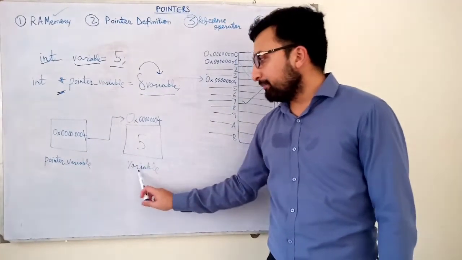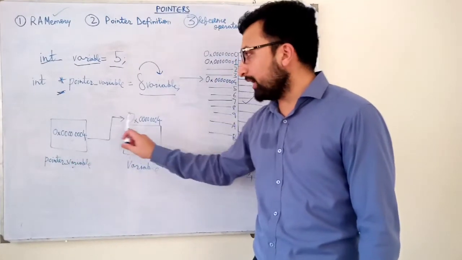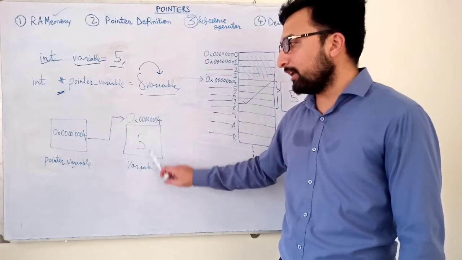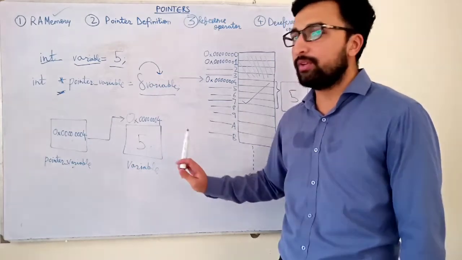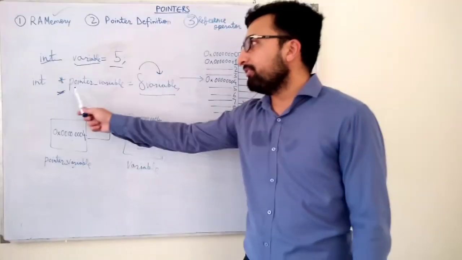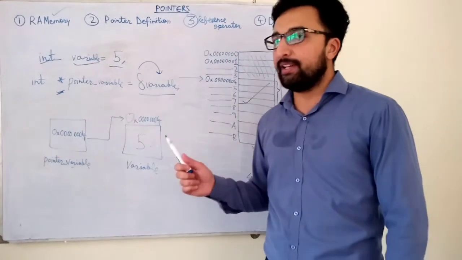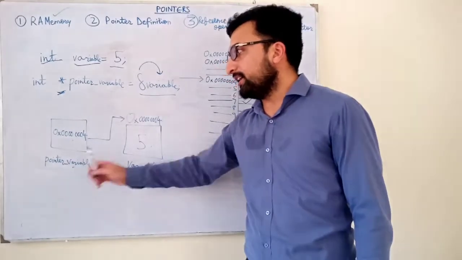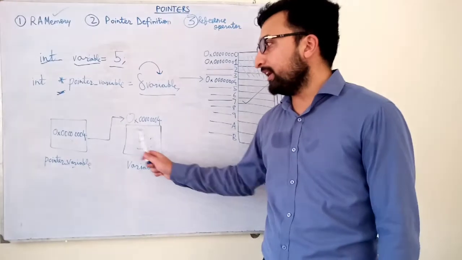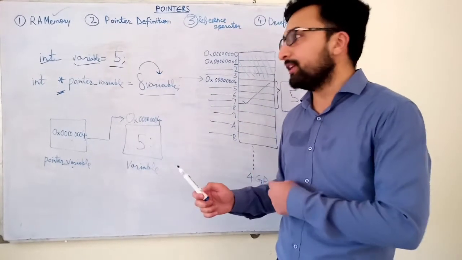Now a variable holds a value, and the pointer variable holds the address of some other variable. This was the address of this variable, this was the name of this variable, this was the value of this variable, and the pointer variable holds the address of some other variable. So when we define the pointer with the asterisk and the pointer variable name, the pointer variable is defined, and now the compiler knows it is not a simple variable, it is a pointer variable, and it will hold the address of some other variable.